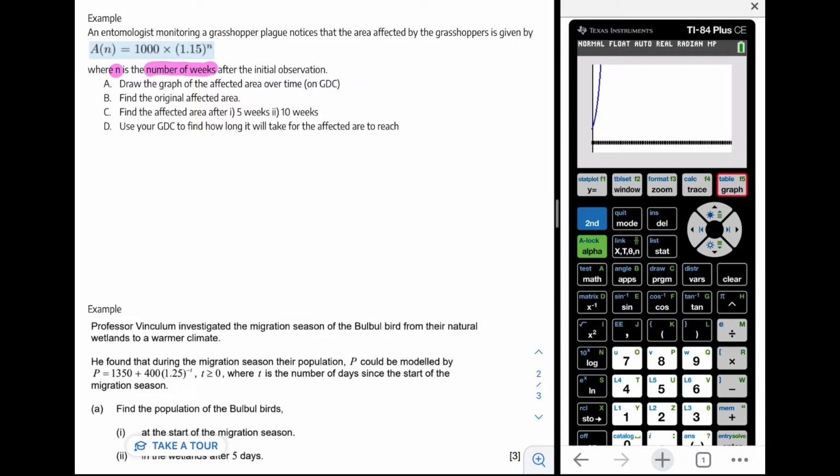Okay, B, find the original affected area. The original affected area happens when our number of weeks is equal to 0. So in other words, we're looking for the y-intercept.